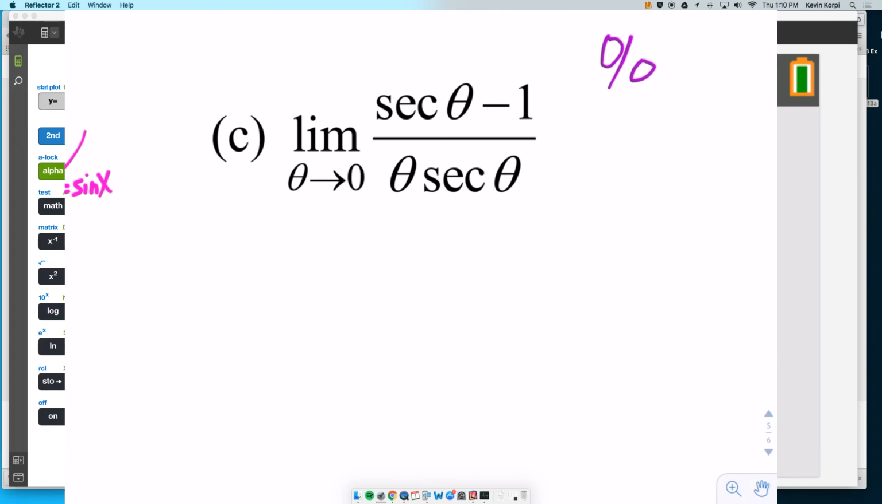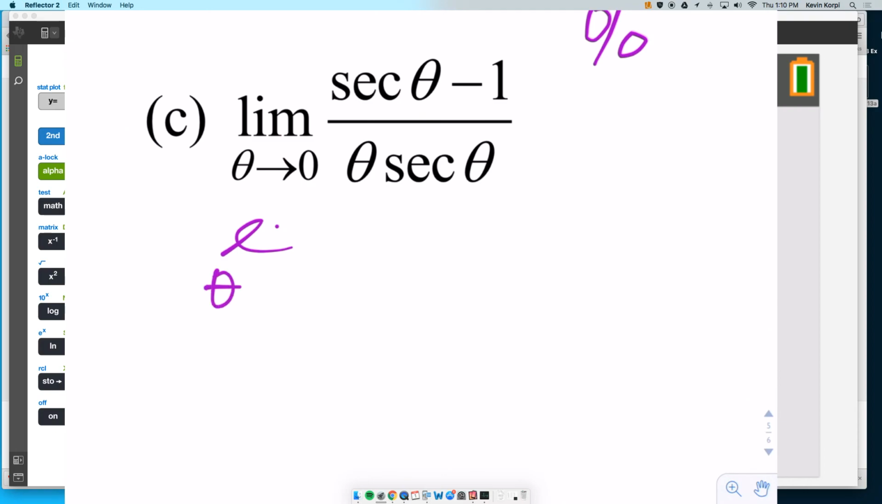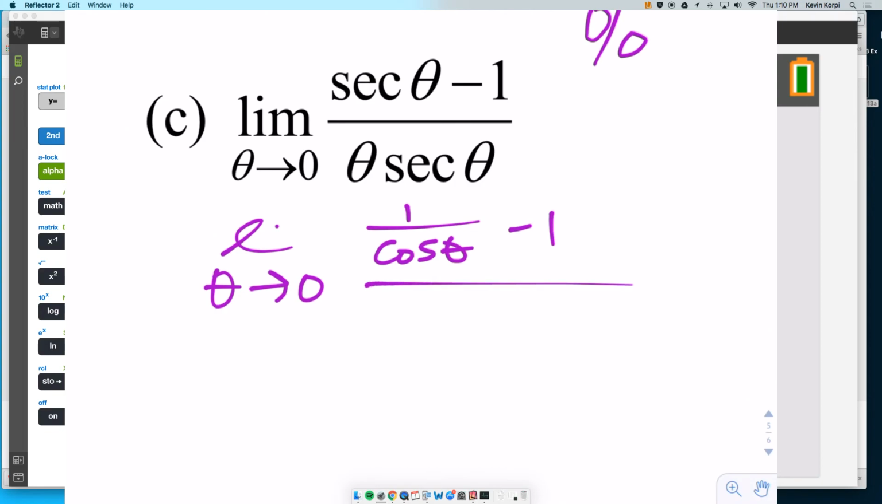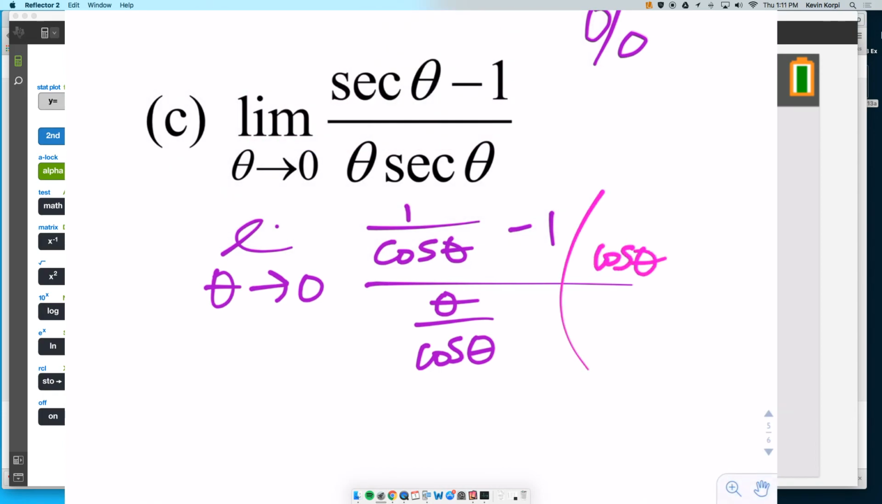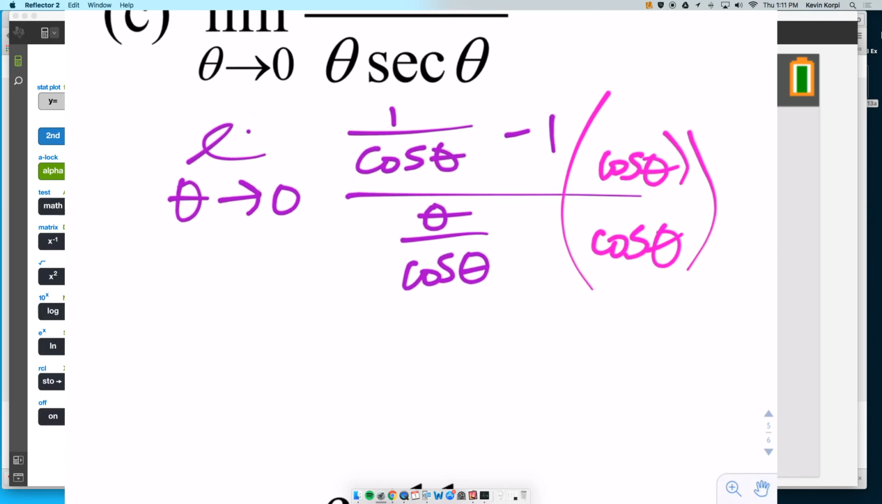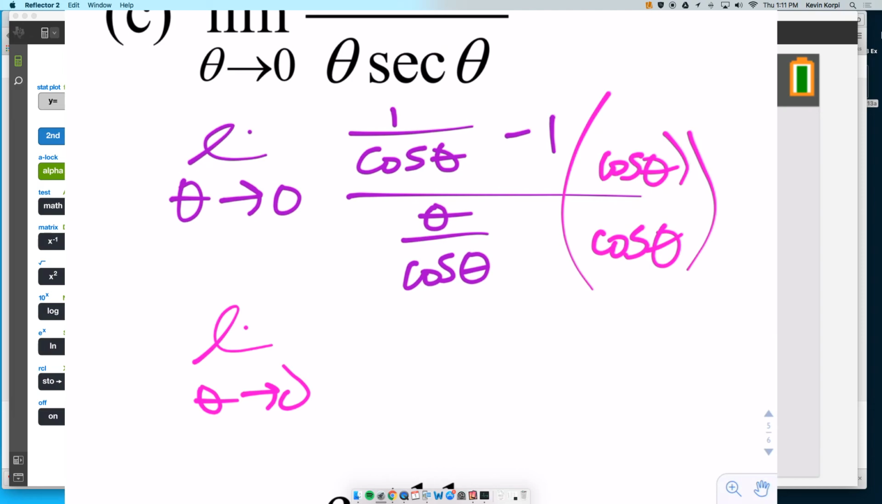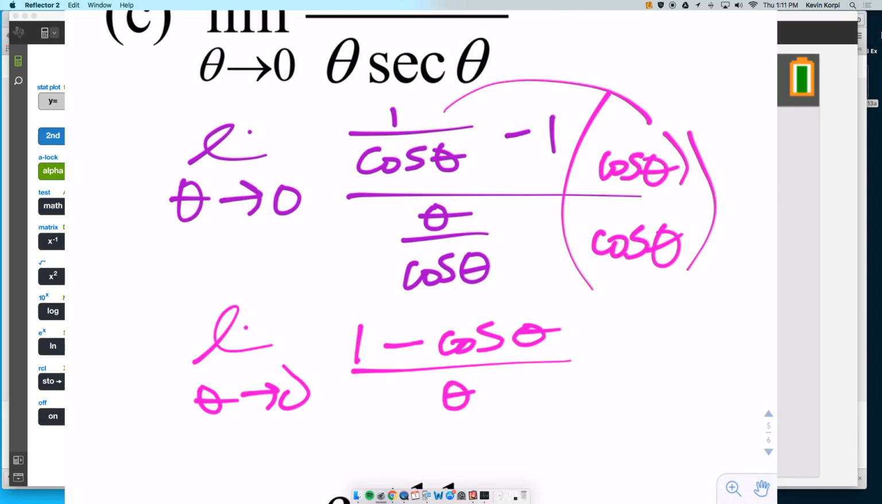And now because secant can be written in terms of cosine, that might be your first step there. So very carefully, 1 over cosine minus 1, all over theta over cosine in the bottom. State change flip could work here, but in this case, I think I'm going to do LCM over LCM. Cosine in the top, cosine in the bottom, and let's see what I end up with. Distributing, you get 1 minus cosine. And the bottom, your cosines divide out, leaving you theta.